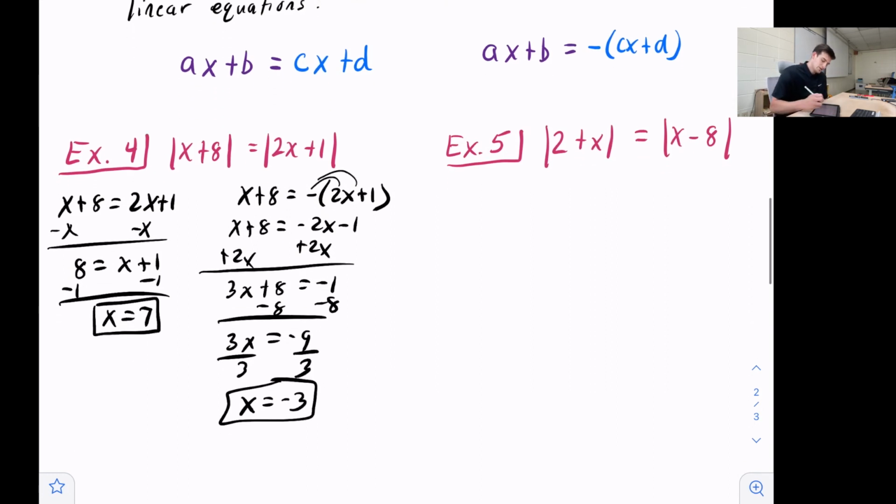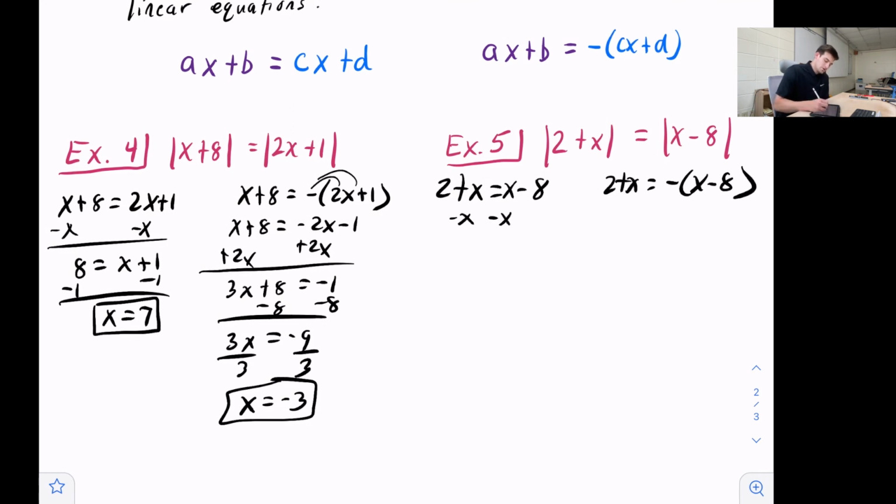Last example. 2 plus x could be x minus 8, or 2 plus x could equal the opposite of x minus 8. So here, let's go ahead and subtract x. But look what happens. We get 2 equals negative 8. That can't happen, so that possible solution is out. On that related linear equation, there's no solution, which means we're going to solve this other equation, and that could be our only solution.